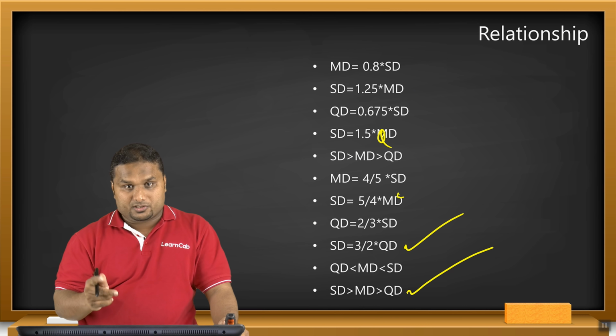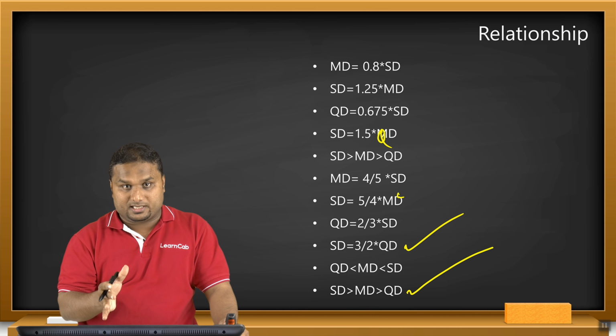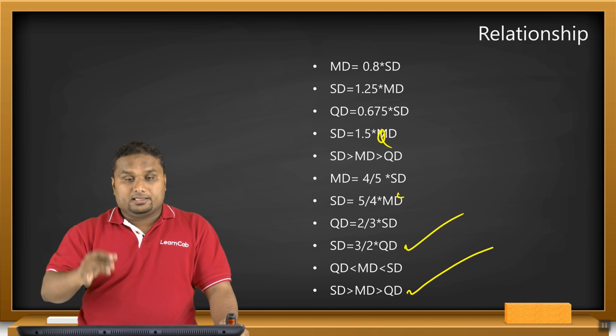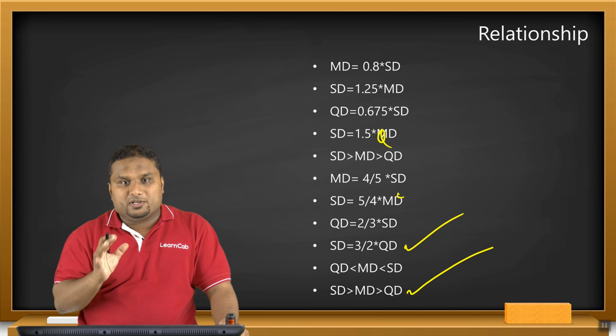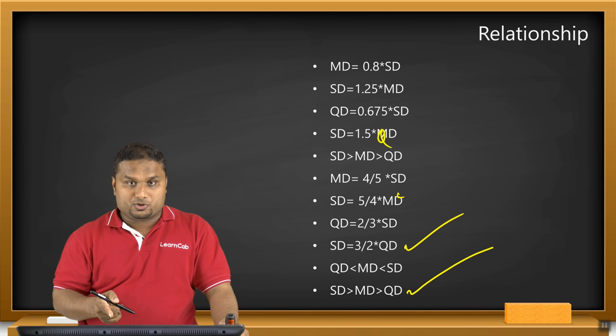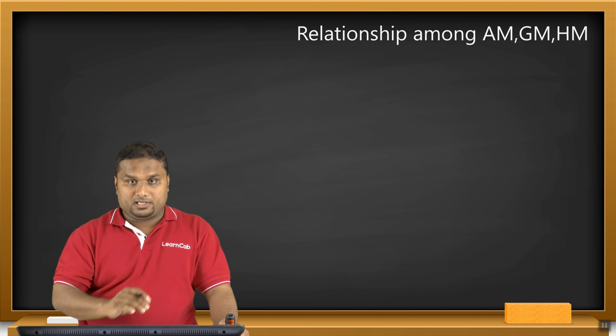In one examination, two questions appeared from this single slide, that is standard deviation is equal to 3 by 2 times of quartile deviation. Then the second question, standard deviation greater than mean deviation greater than quartile deviation. So these two questions appeared in 2015 December.